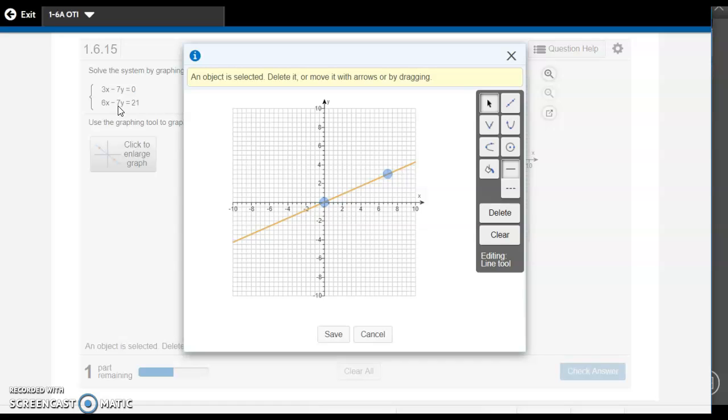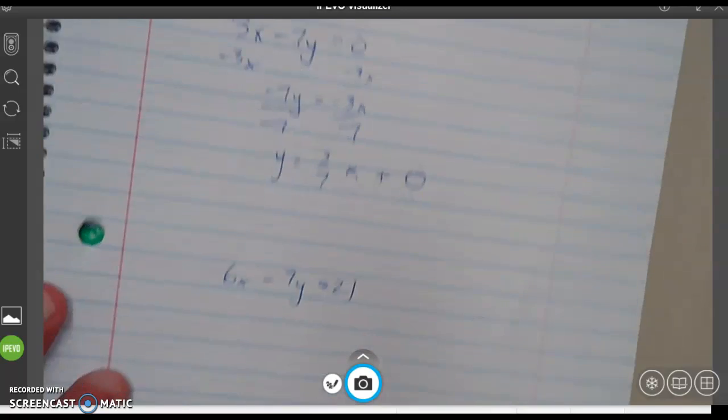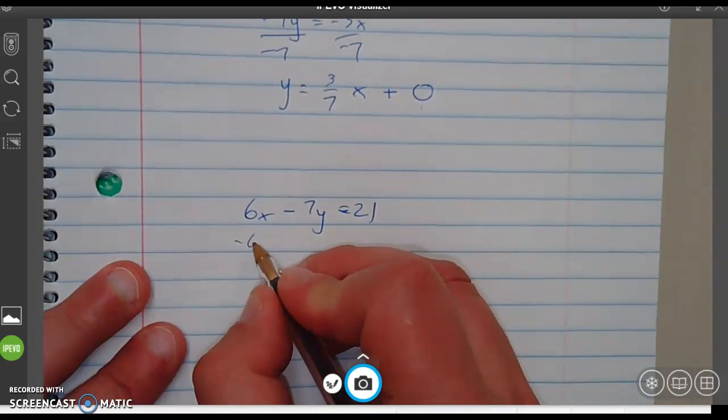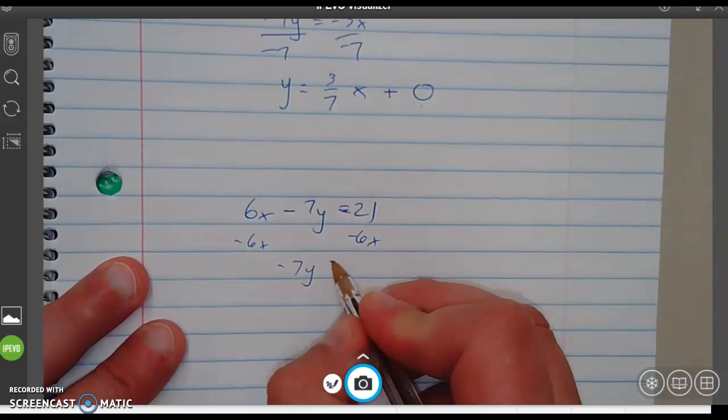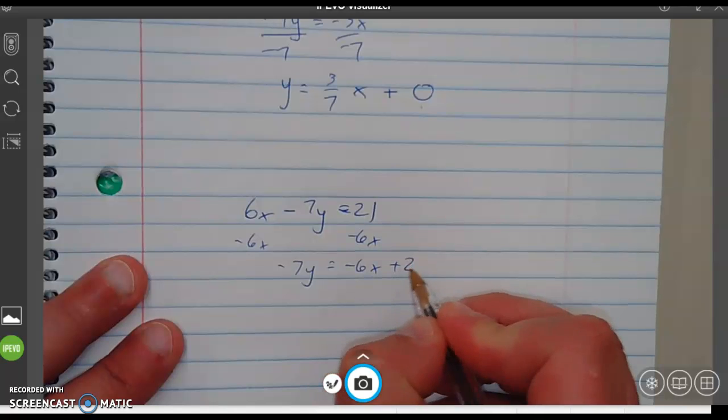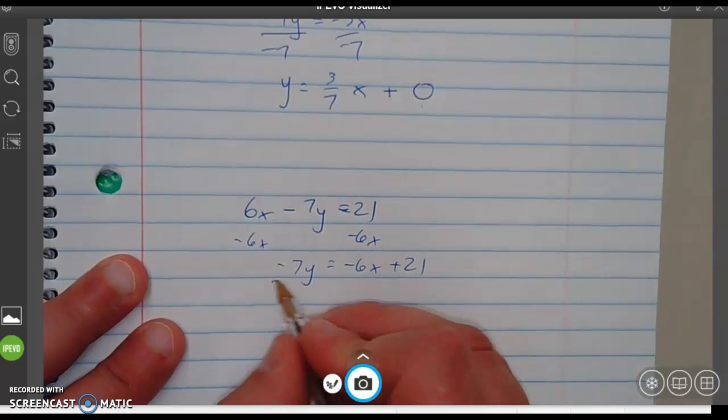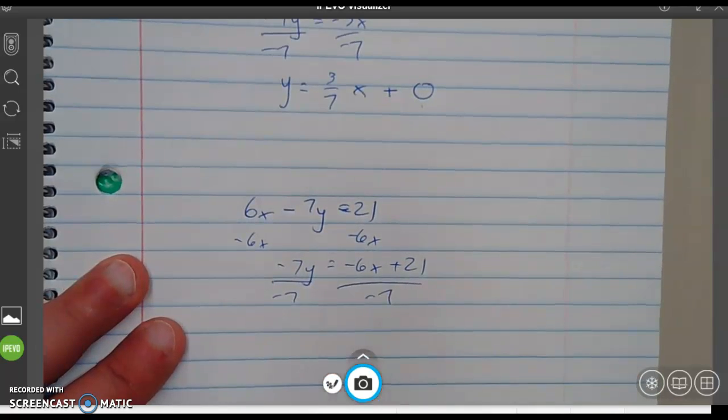So we got 6x minus 7y equals 21. Okay, I'm going to go ahead and switch over. Let's convert it to y equals mx plus b. Quick and easy. So we subtract our 6x over. So negative 7y equals negative 6x plus 21. So we're trying to get mx plus b here. Divide everything by the negative 7.